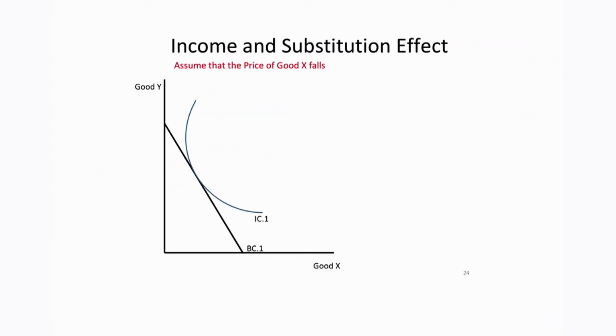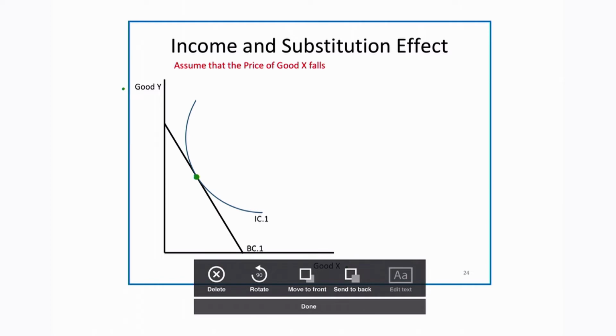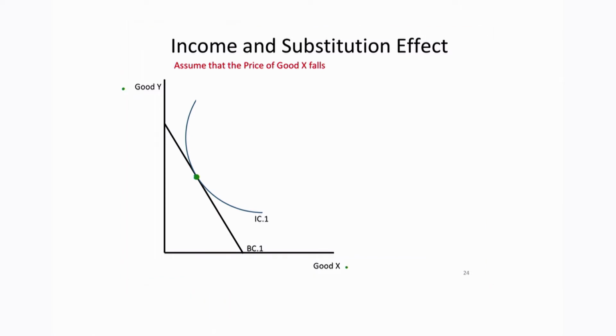So let's say that the price of good X falls. Here we have good X and here we have good Y on the Y-axis. We start off at equilibrium point right here. And now we want to see what happens when the price of good X falls. If the price of X falls, then good X is now cheaper, both in absolute terms as well as in relative terms, or in terms of good Y.